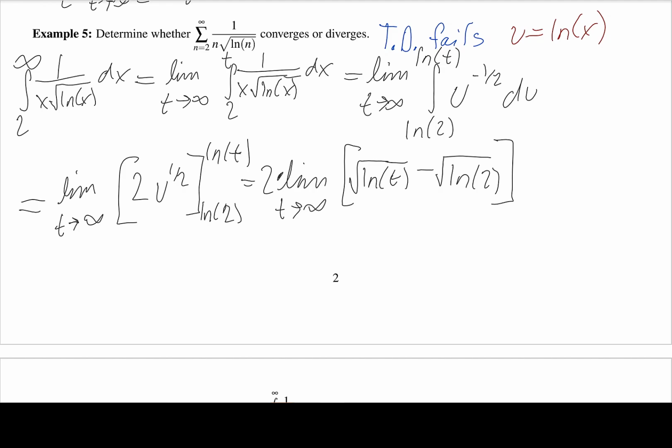And here we should see that this part is going to go to infinity. So we'll have infinity minus a constant, which is infinity. And then 2 times infinity gives us infinity. So this means that the sum also diverges.